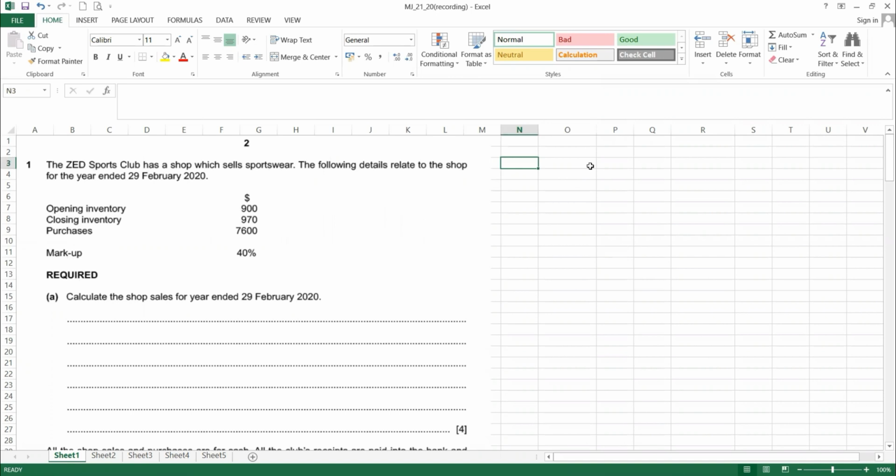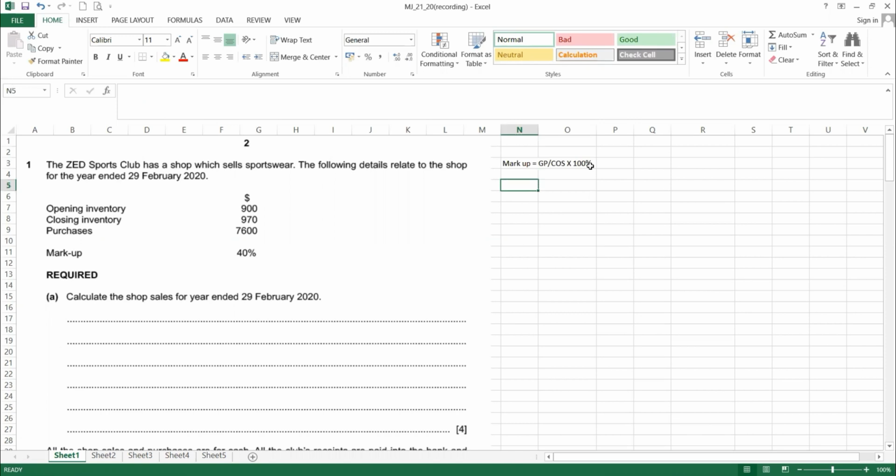So when you hear the word markup, what is the formula? It's taking the gross profit divided by the cost of sales, times 100%. This is the general idea about markup.